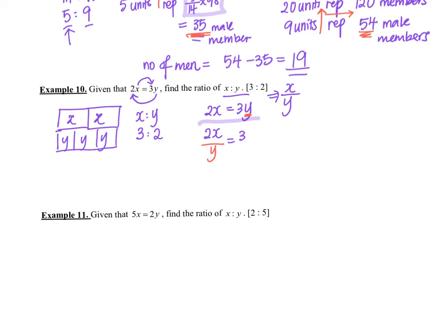Next, I don't want the number 2 to be down here. So I'm going to divide by 2. If I divide by 2, this one will be left with x over y. And this one, 3, needs to be divided by 2. So that tells me x is 3 units, y is 2 units. So x is to y is still 3 is to 2.